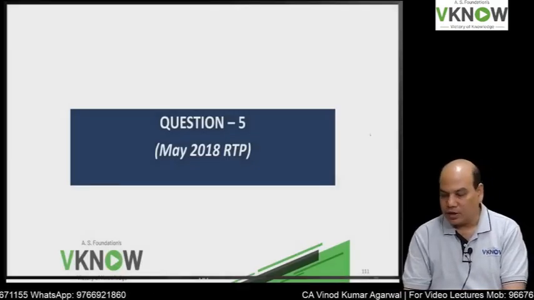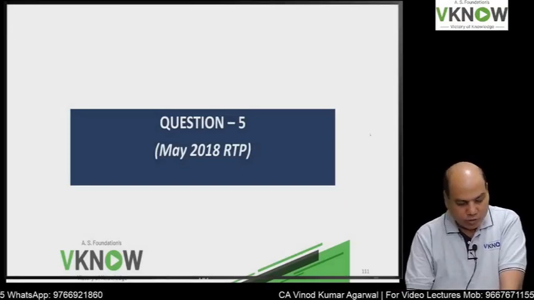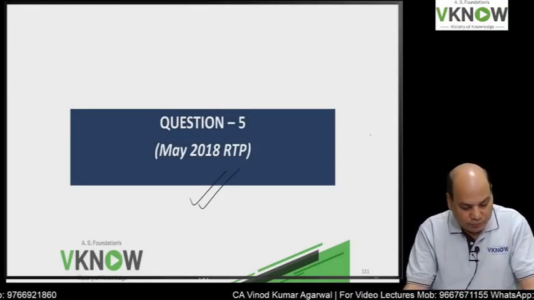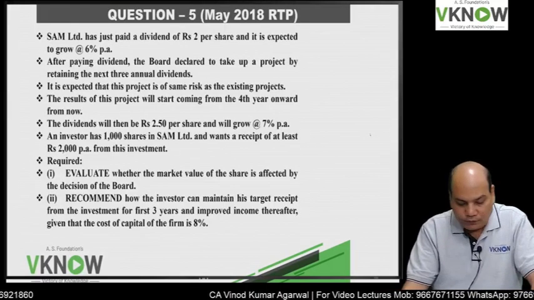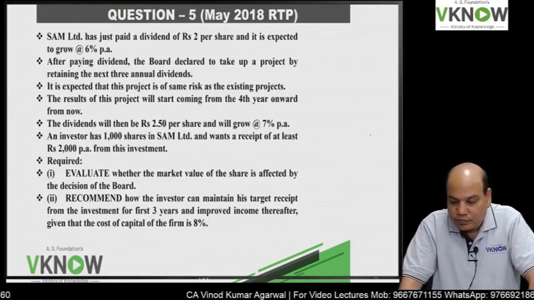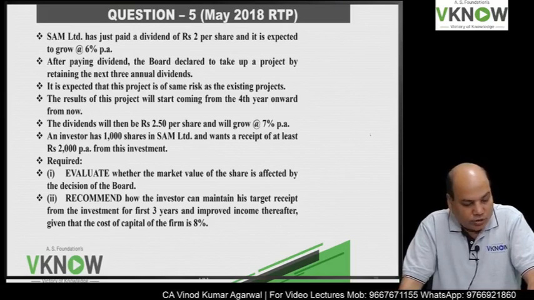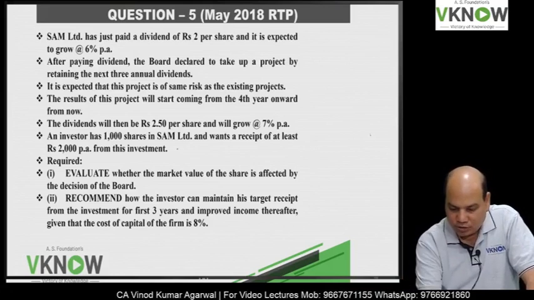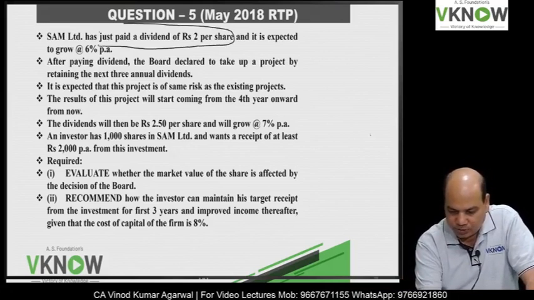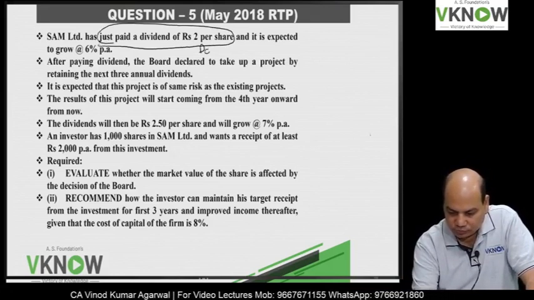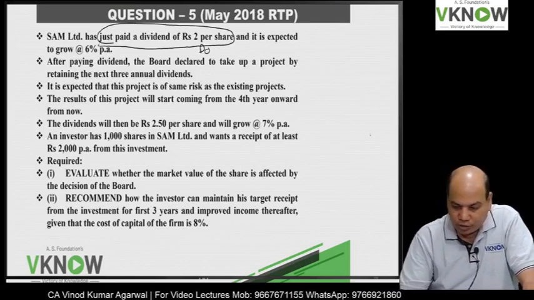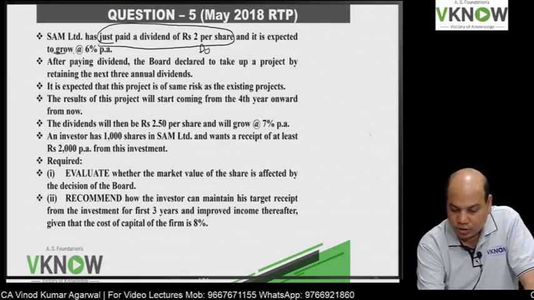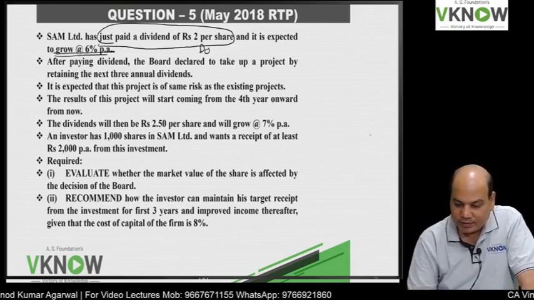One more different type of question. 5. May 18 RTP. But a good question. Something new to learn if you have not studied such a question before. Question is SAM Limited has just paid a dividend of rupees 2 per share. Underline just paid. Just paid means D0. And it is expected to grow at the rate of 6% per annum. Growth rate is 6%. Understandable.